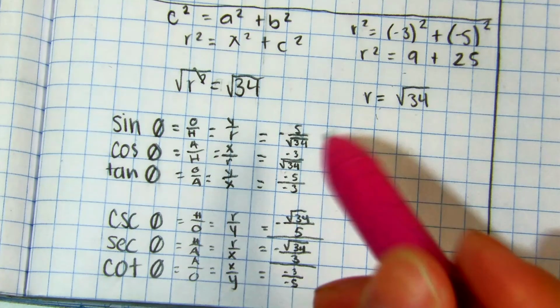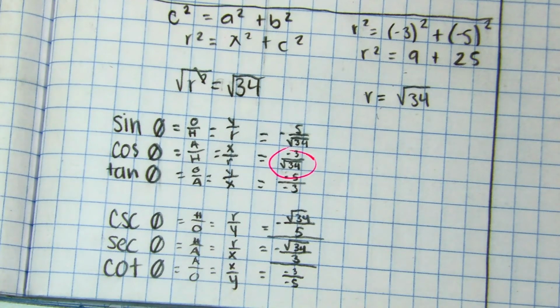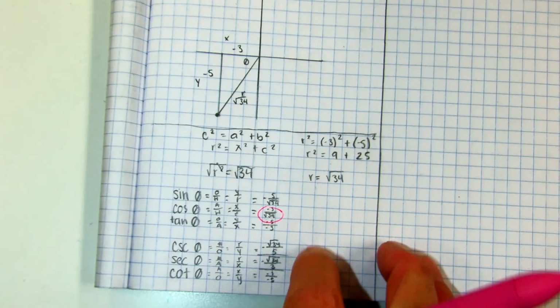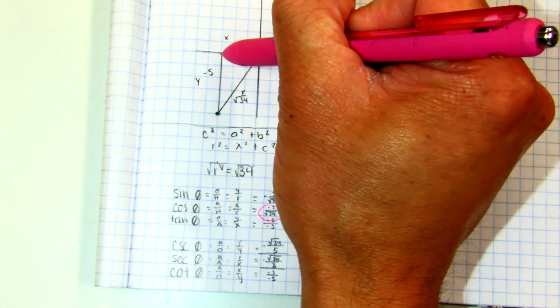Yeah, just rationalize there. That looks good. And make sure you have trigonometry only works for right triangles.